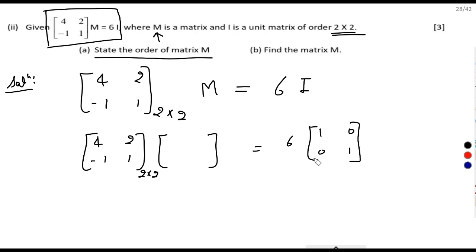It means this matrix. Now, this matrix is multiplied by M. It means number of columns in this matrix is equal to number of rows in this matrix. And the resultant matrix of order 2 by 2, 2 comes from here and this 2 will come from this. It means order of matrix M is 2 by 2.